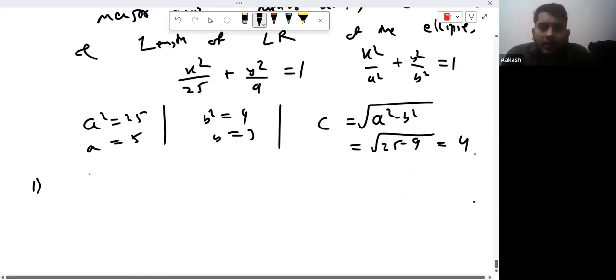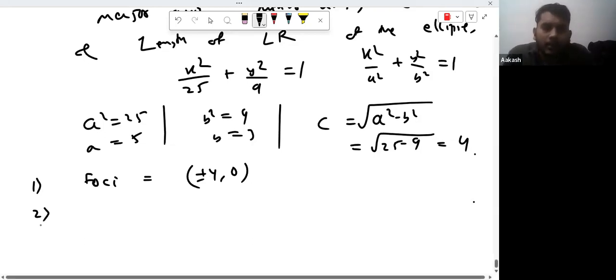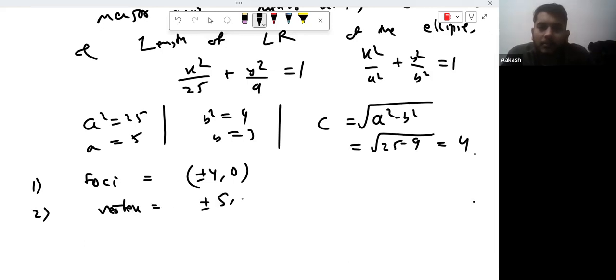So coordinates of the foci is plus minus 4 comma 0. Okay, plus minus c comma 0. Yes or no? Yes, sir. And vertex is plus minus a comma 0. So plus minus 5 comma 0.